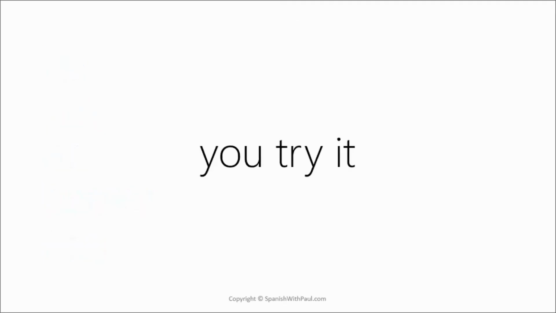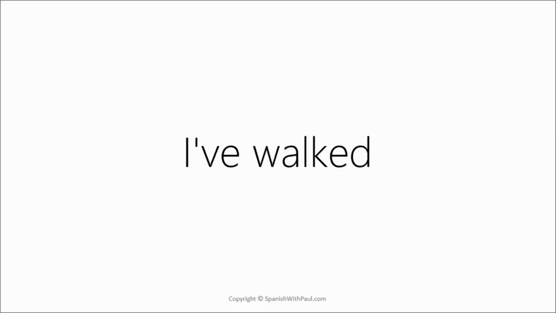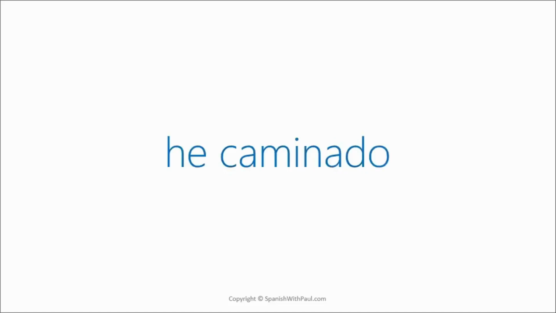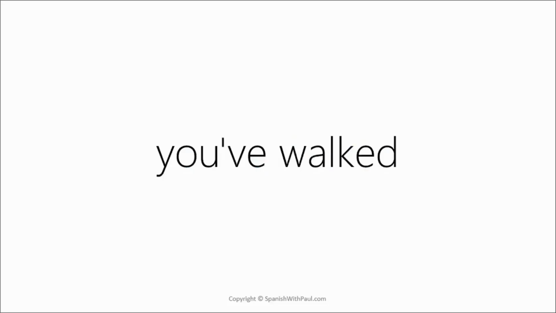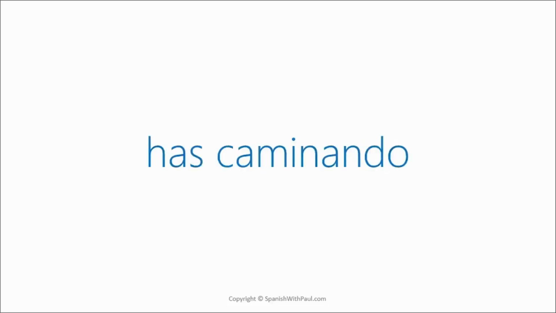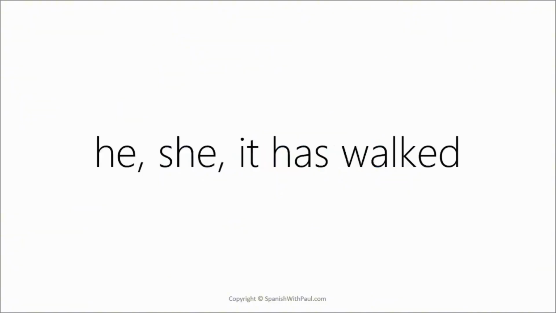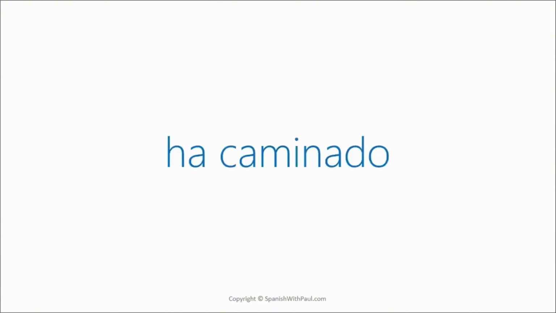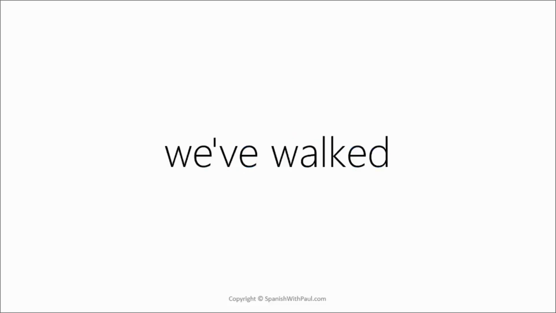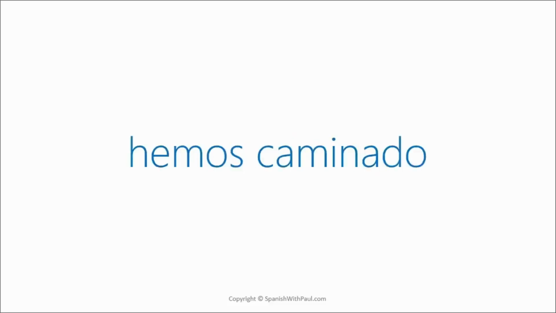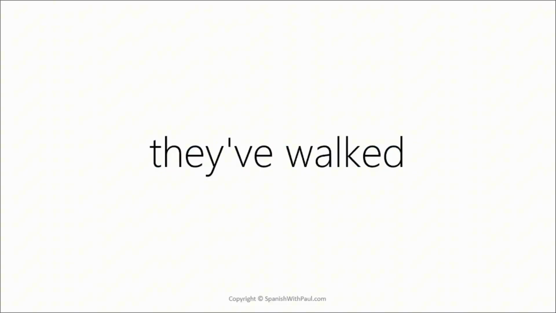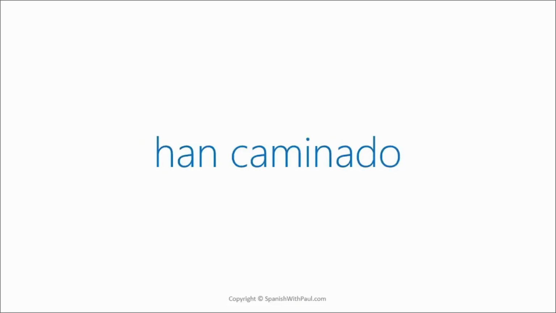So I'm going to let you try it now on your own, and we'll choose a new verb. We'll go with caminar. So caminar with the have past, what does it become? Caminado. How would you say I've walked? He caminado. You've walked. Has caminado. He, she, or it has walked. Ha caminado. We've walked. Hemos caminado. They've walked. Han caminado.